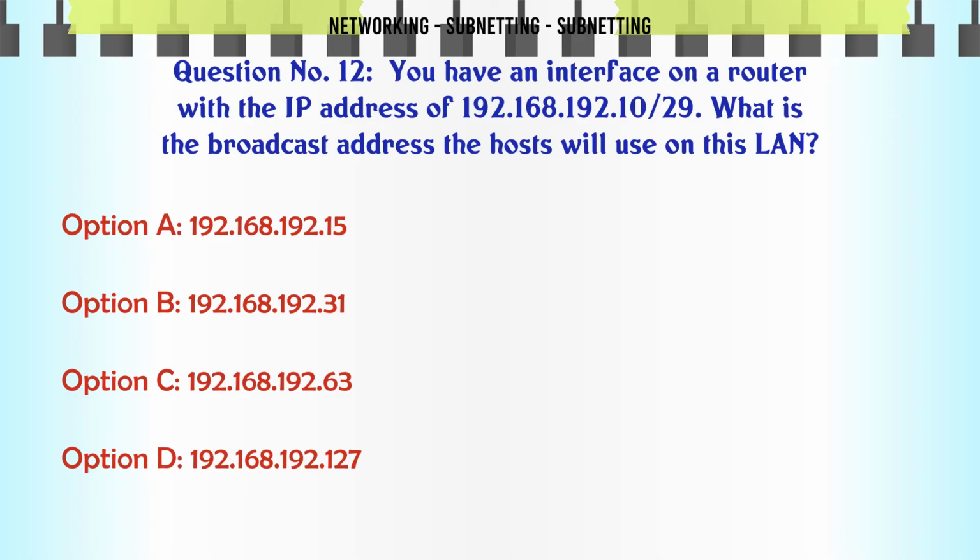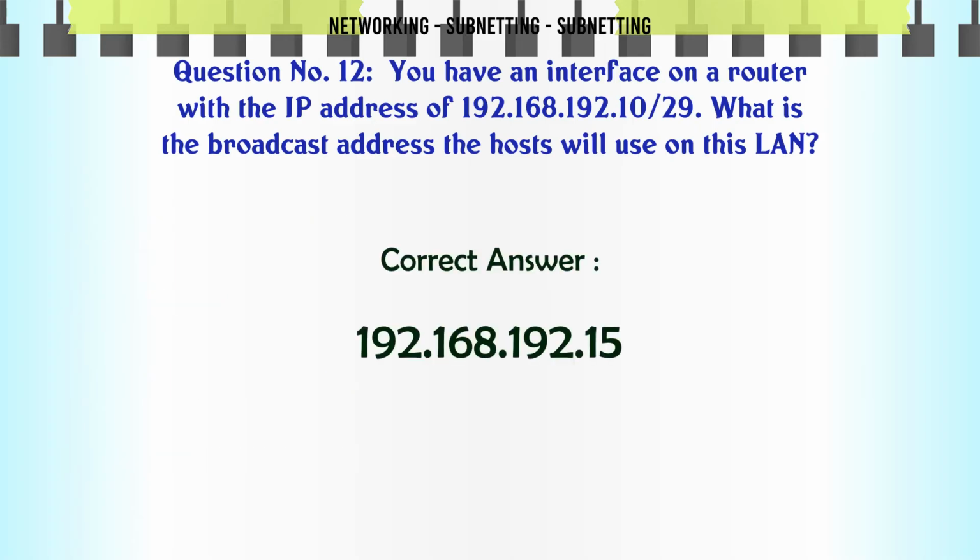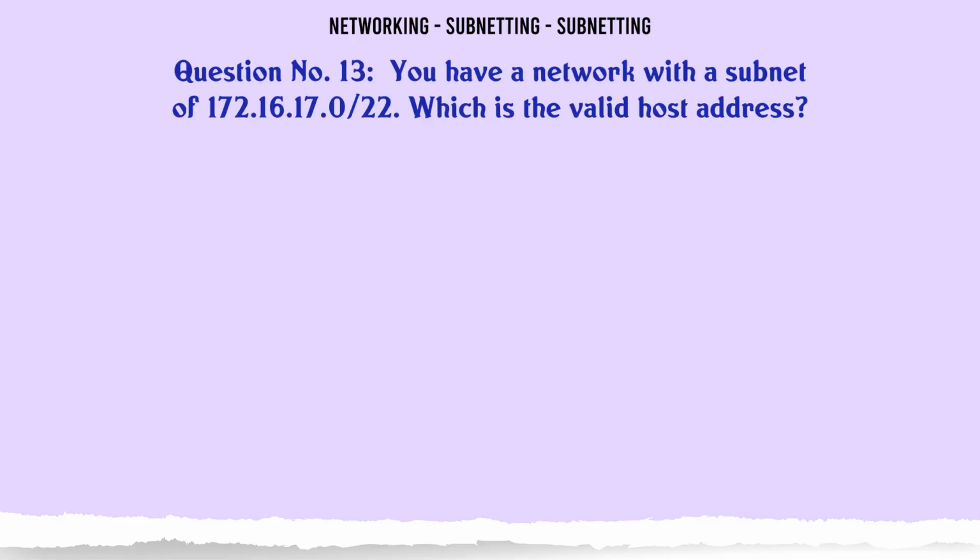You have an interface on a router with the IP address of 192.168.192.10/29. What is the broadcast address the hosts will use on this LAN? A. 192.168.192.15, B. 192.168.192.31, C. 192.168.192.63, D. 192.168.192.127. The correct answer is 192.168.192.15.